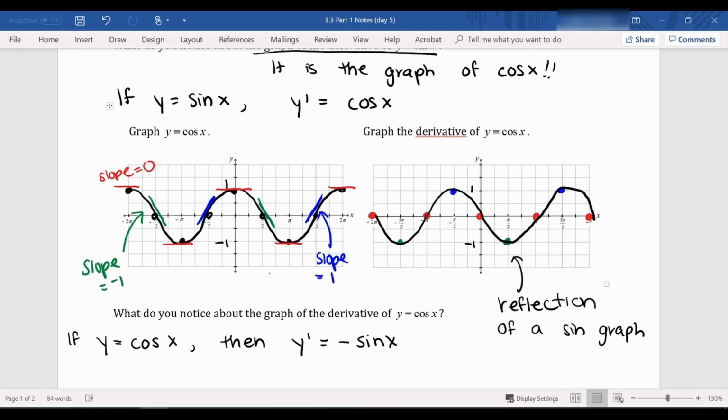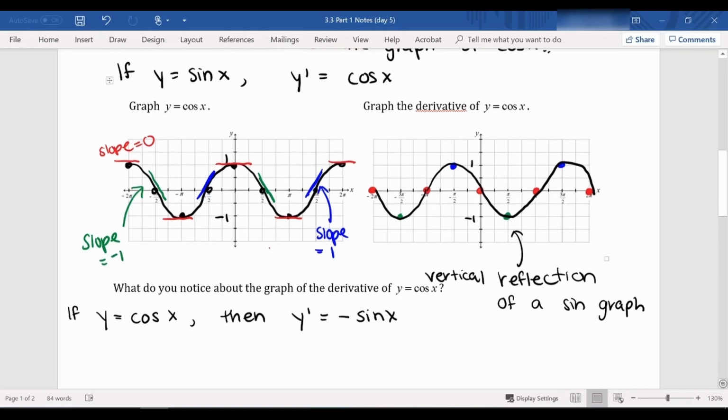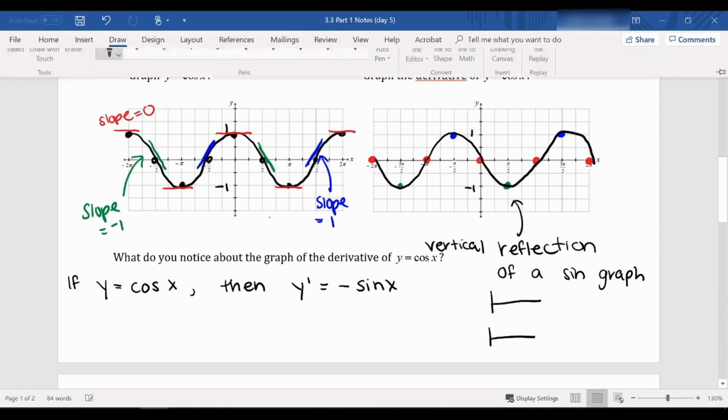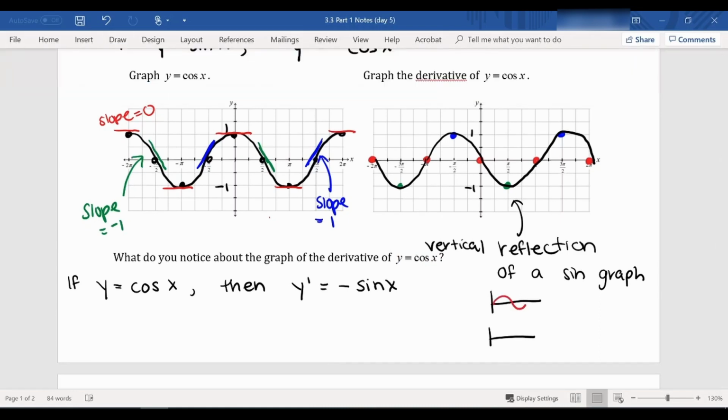Because if we have a reflection of a sine graph, I guess I should be specific, a vertical reflection of a sine graph, that would be negative sine x. So just a reminder, sine x looks like this. Negative sine x looks like this. Okay. So again, you do not need to be able to replicate these graphs, but you will need to know that the derivative of sine is cosine and the derivative of cosine is negative sine.